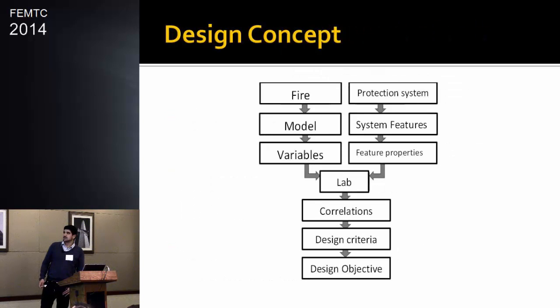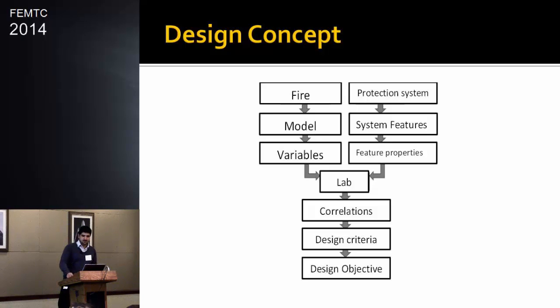Okay, so the design concept is to relate fire characteristics with the protection system. These are related by lab experiments, which are going to give us correlations. I used the basic correlations to be able to create the algorithm. And afterwards, I was able to program the code. I started with MATLAB, and then I used Visual Basic to create a tool to provide a suggestion of a sprinkler system design.